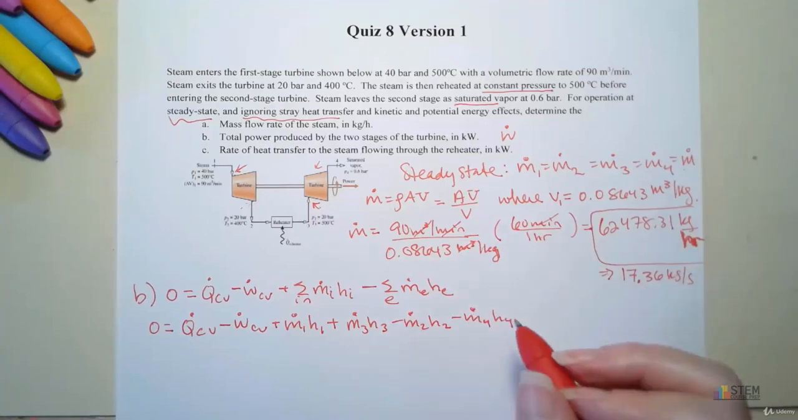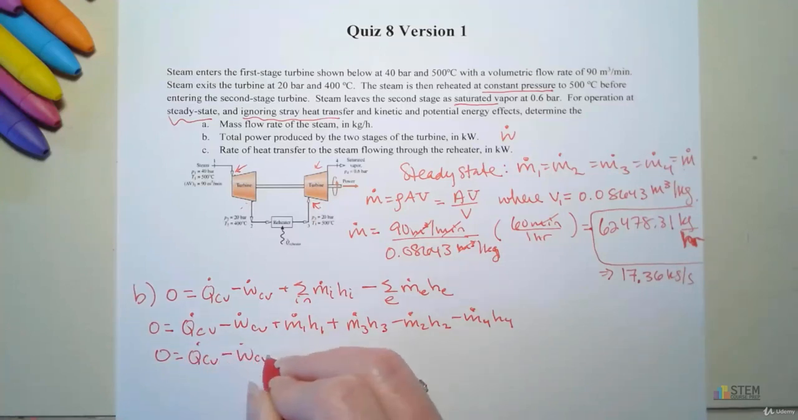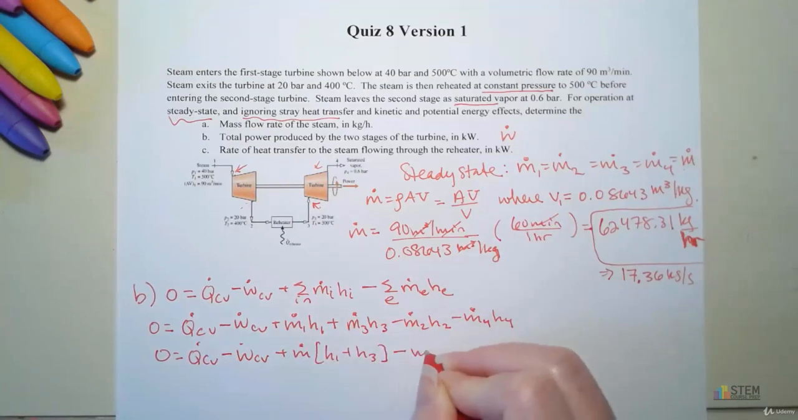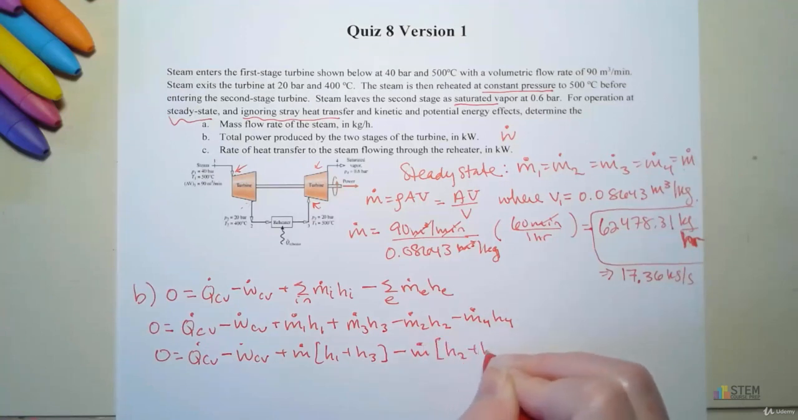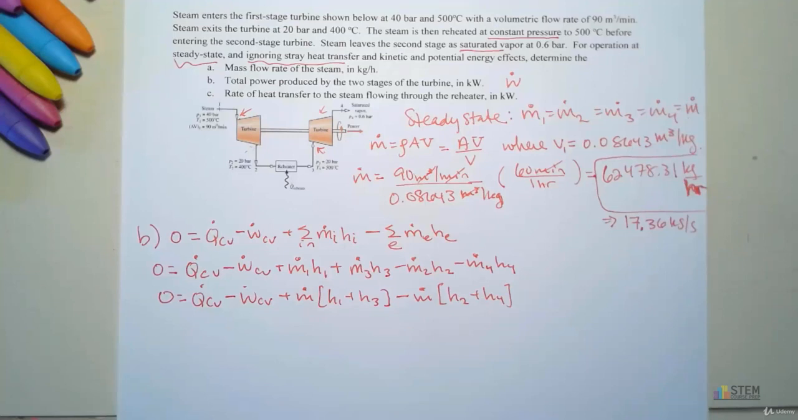And then we can simplify this. We already said all these mass flow rate terms are the same, so we can just call them M dot. And then let's group up the positive and negative terms. So 0 equals Q dot minus W dot plus M dot times (H1 plus H3) minus M dot times (H2 plus H4). So now we're left with that.